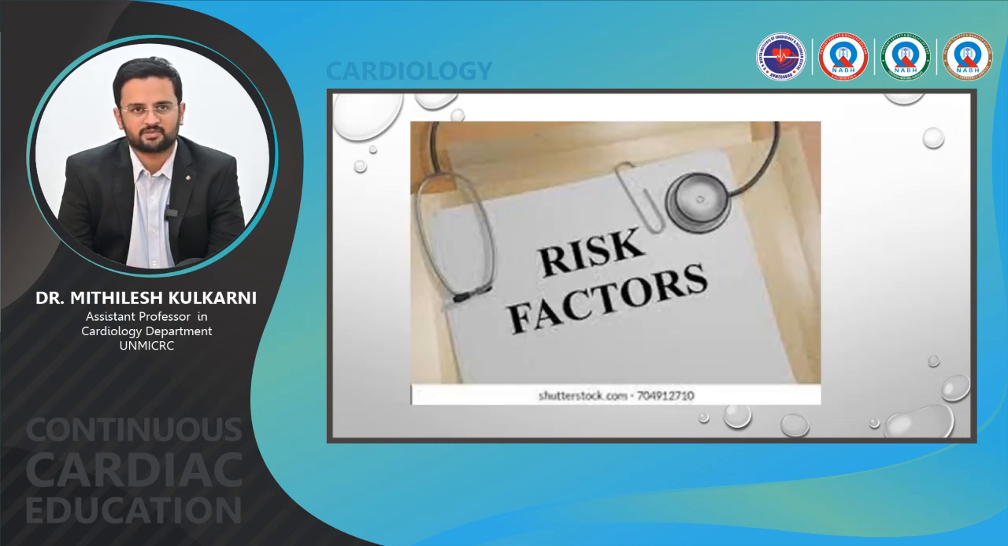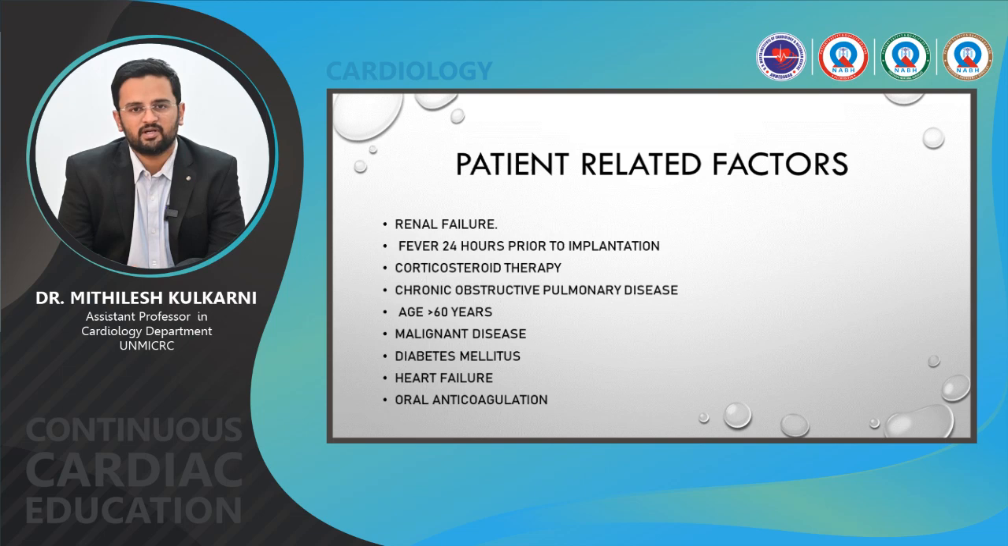So the risk factors. Here we have divided the risk factors into various groups. We'll come to the first group. The first group is patient-related risk factors. So what are the risk factors in the patient which will lead to the increased risk of pacemaker infection? So first point is renal failure. That is, a patient having kidney injury, either it can be an acute renal failure or a chronic kidney disease, both are at increased risk of pacemaker infection.